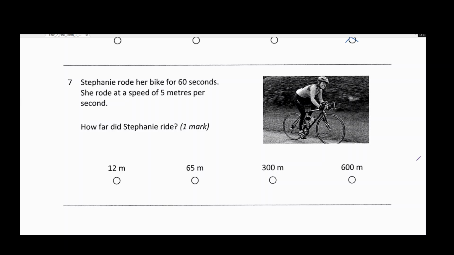Stephanie rode her bike for 60 seconds. She rode at a speed of 5 meters per second. How far did Stephanie ride? So that's going to be 5 meters per second for 60 seconds. That's 60 times 5, which is 300. So 300 meters.